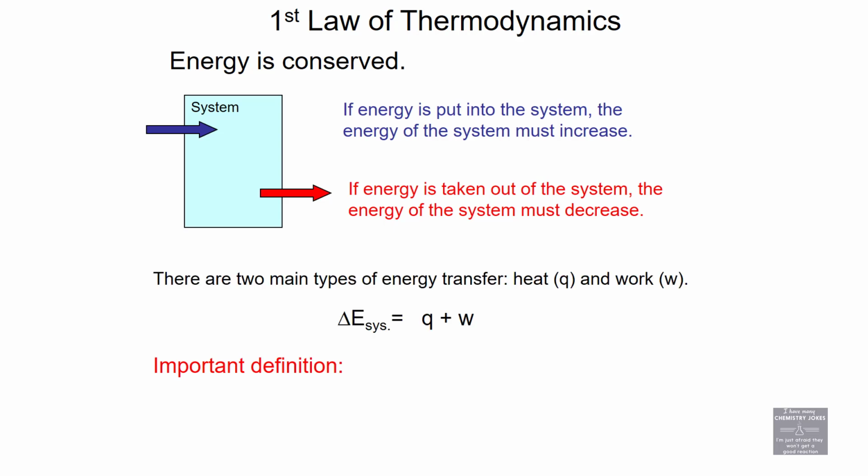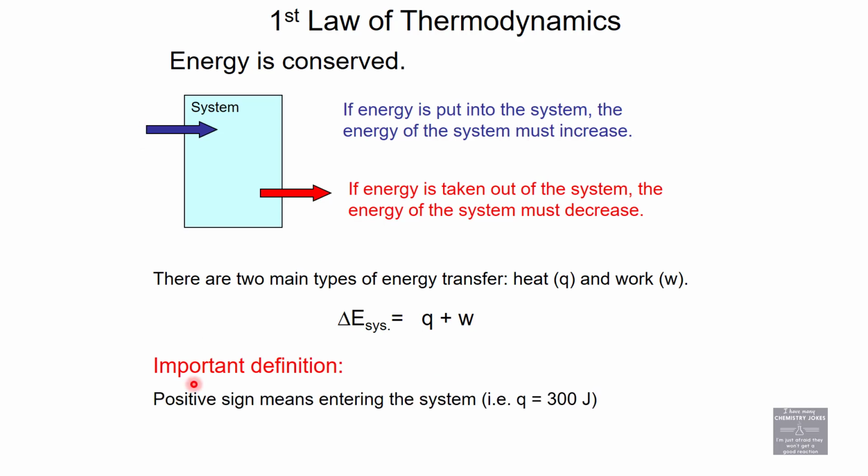So we're going to talk about 2 main ways that energy can transfer, and heat is one that I've talked about quite a bit already. It's the one we'll talk about the most, but work is another way. A system can do work, or work can be done on a system. Heat can enter or heat can exit a system.